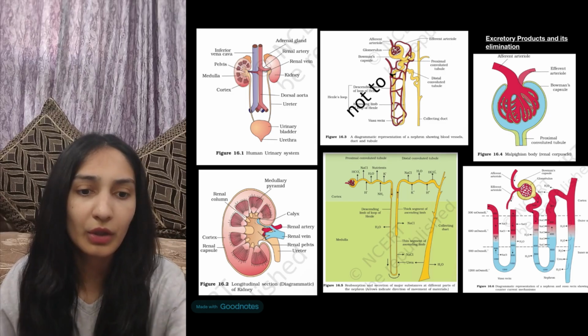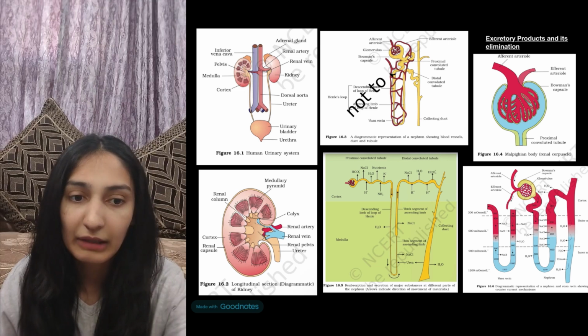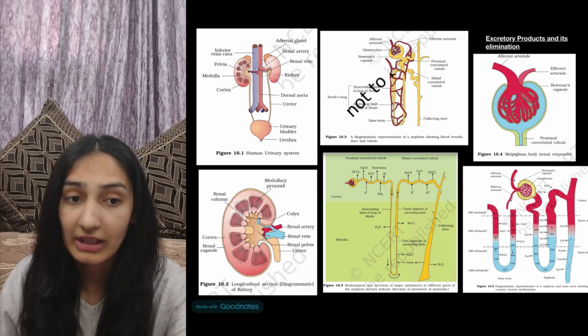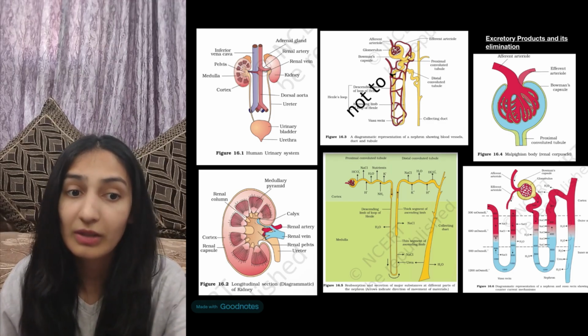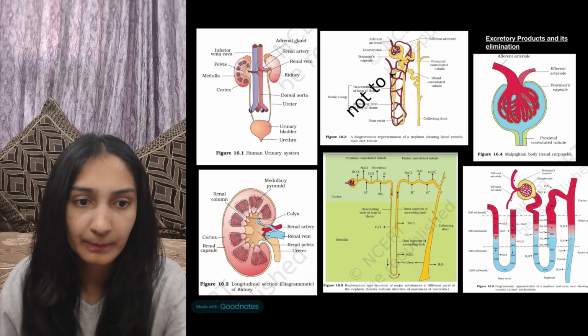Next, moving on, we have figure 16.5, which depicts the reabsorption and secretion of major substances at different parts of the nephron. You need to understand what gets absorbed at the cortex and what gets absorbed at the medulla, or what is being secreted out. All of these things are very important.